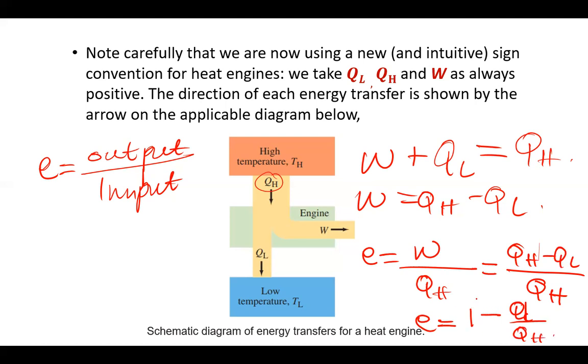It's very important to know that, because sometimes you might not be given the work in the question. They can just give you QL and QH, and then you have to find the work. You can find the work by subtracting them, and then put them there and divide by QH to find the answer, which still gives you the same answer. Okay.